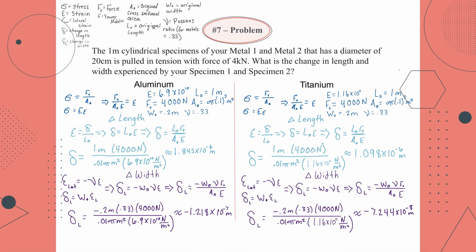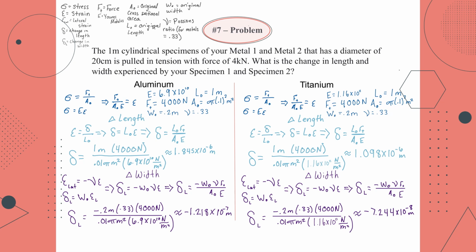What we'll do is analyze a real-world application of what we've discussed today. We're going to dive into a problem involving tensile forces and look at how two different materials, aluminum and titanium, react to the same load. This problem is framed around how the change in length and width of two cylindrical metal specimens is calculated when pulled by a 4 kN force.